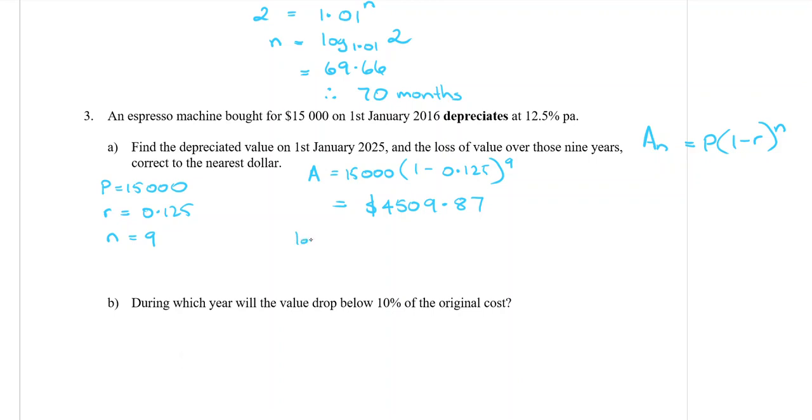So the loss of value, to use their words, would be equal to the $15,000 that we started with minus what it's now worth, which means we've lost $10,490. That's been rounded to the nearest dollar.